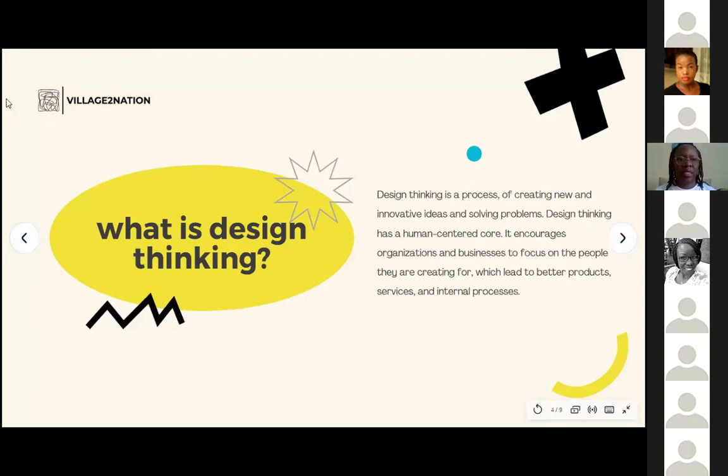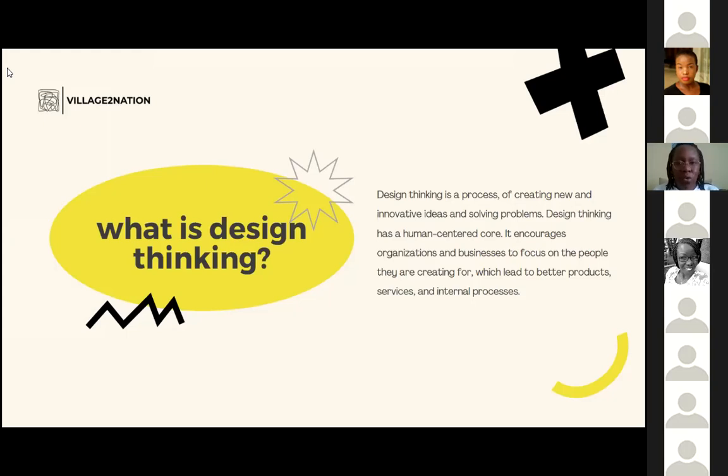So really, design thinking is a process. It's not an event. It's a process of creating new innovative ideas and solving problems. So how are you identifying, can you identify the problem and then think through the process? Design thinking also has a human-centered core.